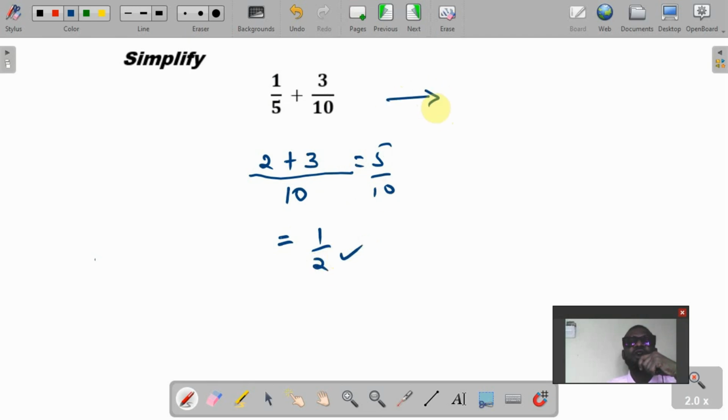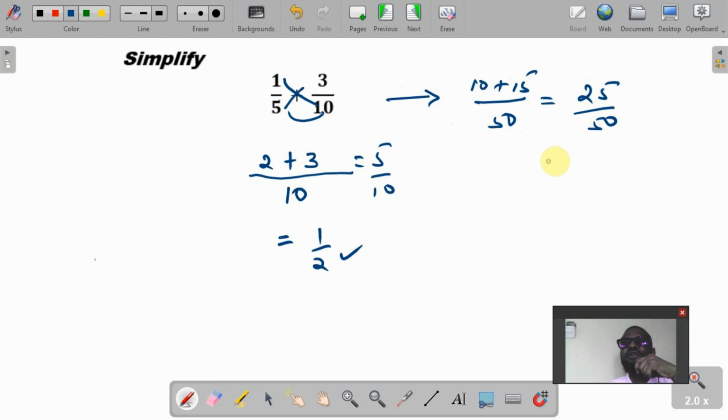Some people may say, I'll multiply this to get 50. Then I'll multiply this to give me 10. Plus I'll multiply this to give me 15. And this will give me what? 25 over 50. And this is 1 over 2. Okay, this can only happen with 2 fractions. Now take a look at the next question here.